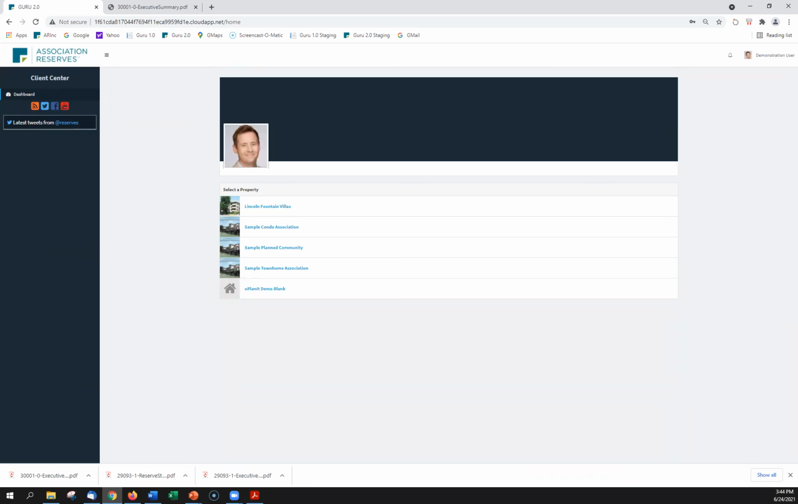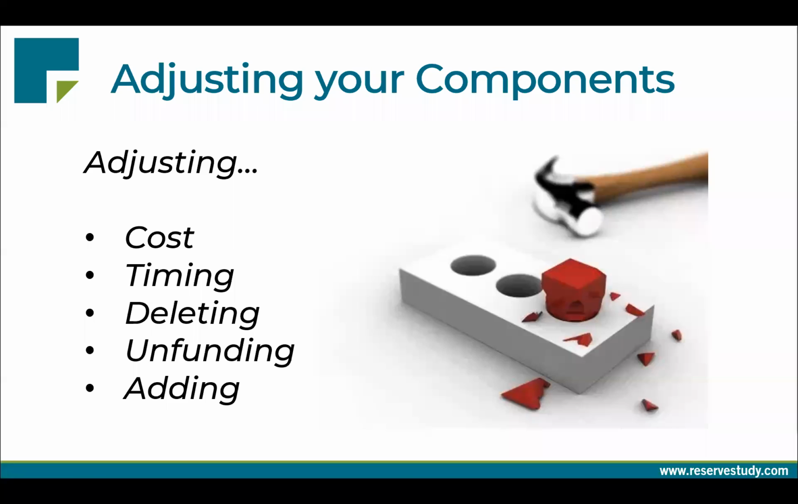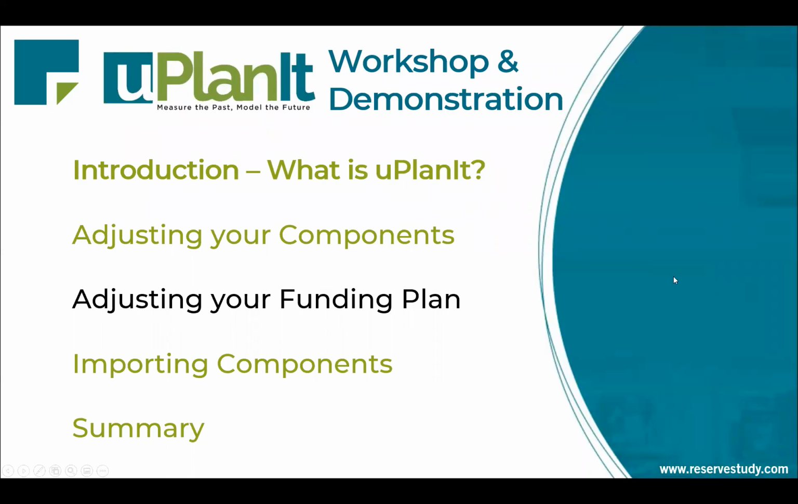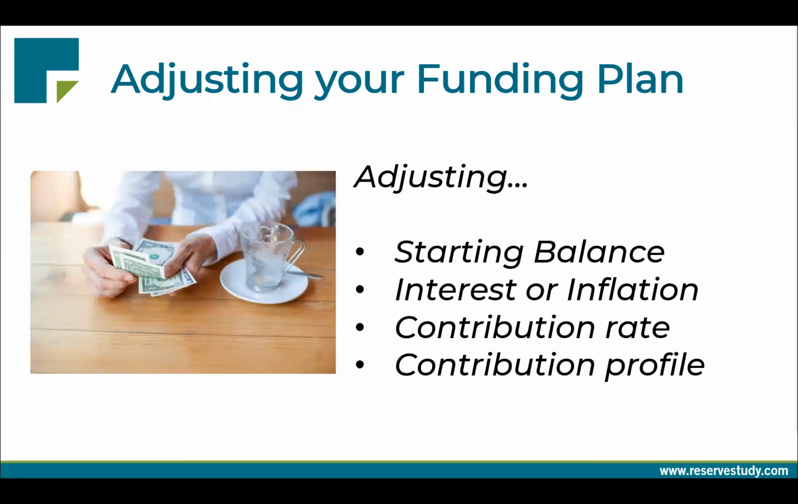Let's talk about moving components. But let's now talk about adjusting your funding plan. So in the funding plan, what we're going to deal with here is showing how you can use uPlanIt to adjust your funding plan. Now we were focusing on components with the expenses, and now we're going to focus on the finances, how to prepare for those anticipated costs. And what we're going to do in the funding plan is talk about working with your starting balance, changing assumptions for interest and inflation, making changes to your reserve contribution rate, or changing the whole profile.